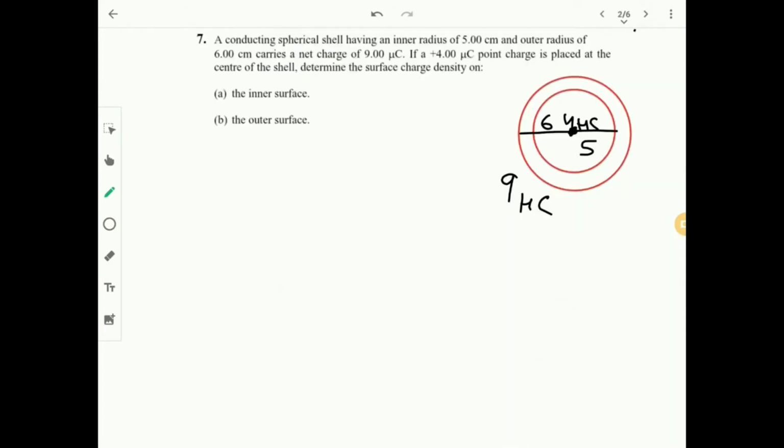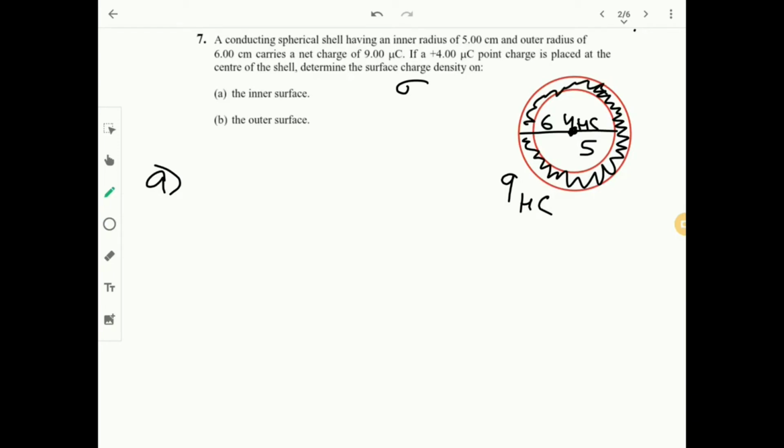A conducting spherical shell again, having an inner radius of 5 centimeters and outer of 6, carries a net charge of 9 microcoulombs. If a plus 4 microcoulomb point charge is placed at the center of the shell, determine the surface charge density or sigma. Part A says inner surface, B says outer surface. So what I want you guys to remark on is, this is just a shell and the solid part of the shell is only the part I'm highlighting in black.